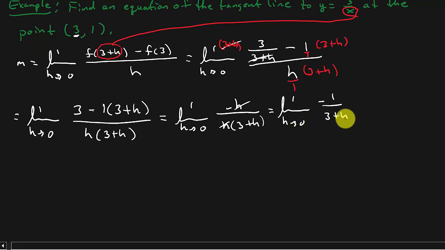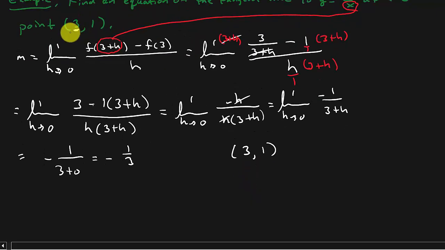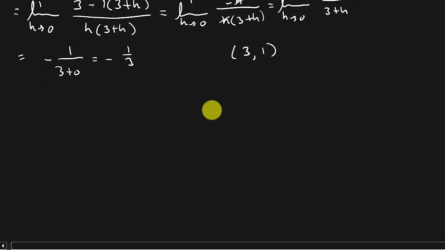And then now we can plug the 0 in for h. I'm sorry, not limit. That's going to be negative 1 over 3 plus 0, which is negative 1/3. So there's your slope. Okay. And I'm going to go ahead and write the point down here because I'm going to scroll up. It's going to go off the screen.